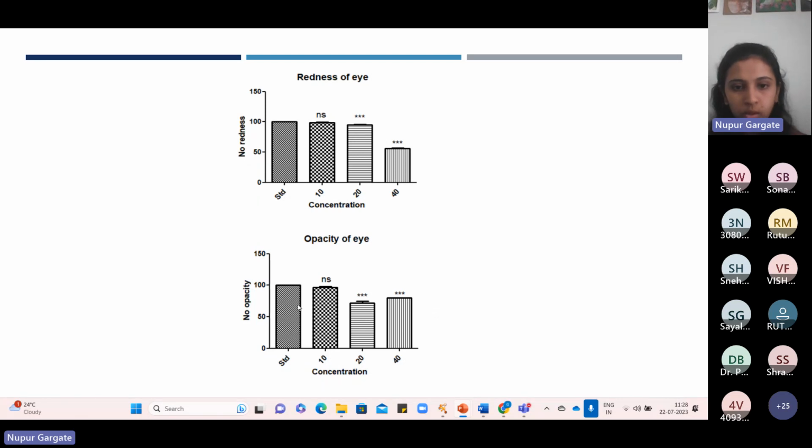For opacity also we can see similar results. Standard and 10 microgram per ml have no effect on opacity of the eye.